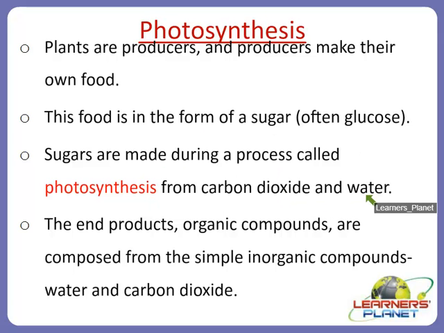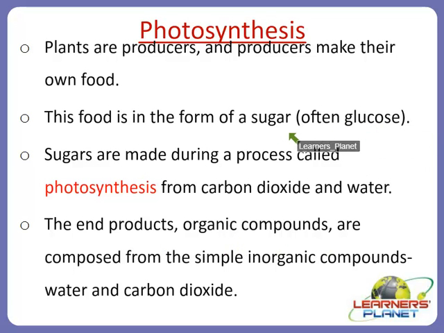So sugars are actually made during a process called photosynthesis from carbon dioxide and water. As we discussed, carbon dioxide is utilized by the green plants as a sole source of carbon, and the end products, that means the organic compounds which we obtain at the end of this process, are composed from the simple inorganic compounds like water and carbon dioxide.